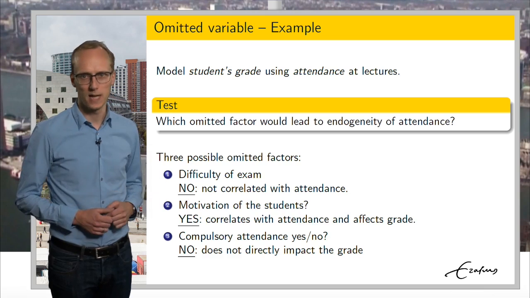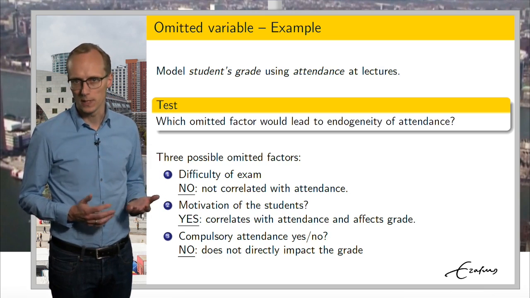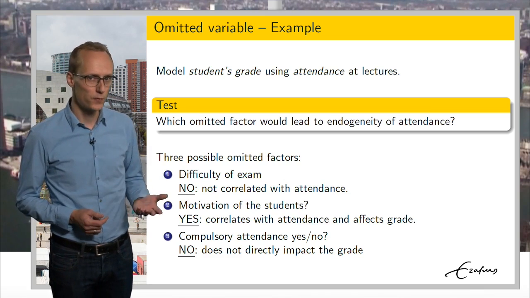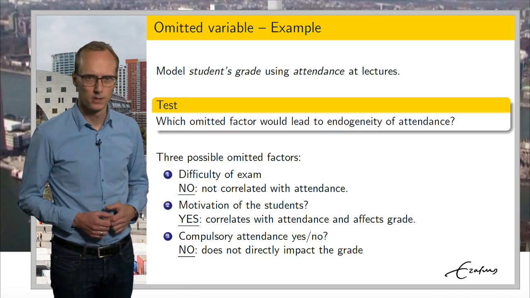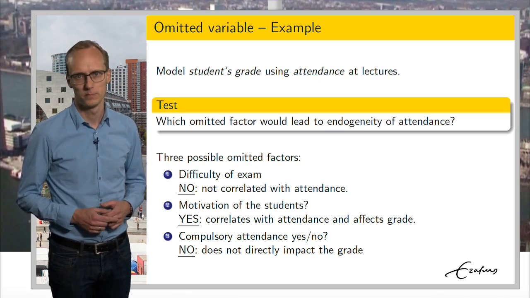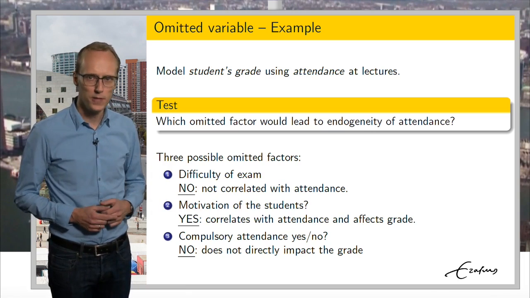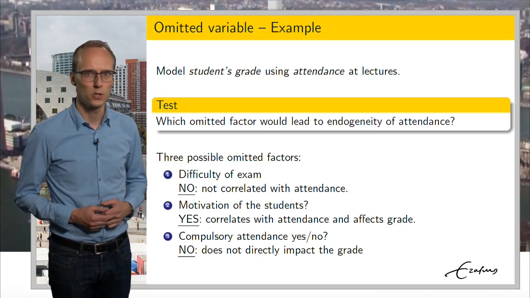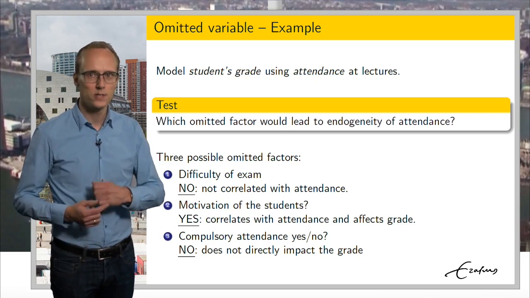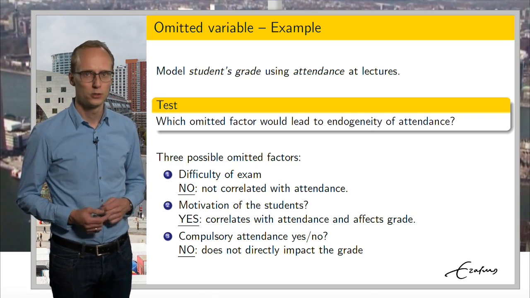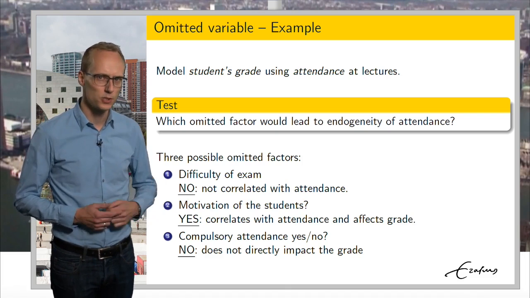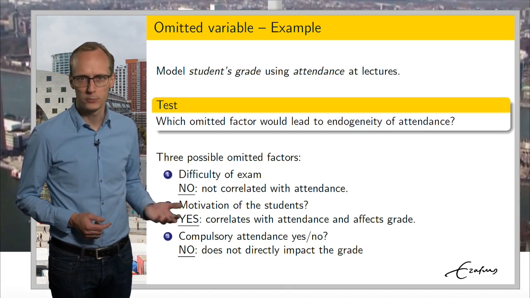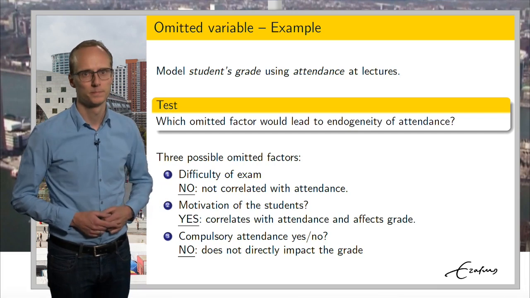The difficulty of the exam and the introduction of compulsory attendance will both not lead to endogeneity. The first variable cannot affect attendance, while the other does not affect the grade. The omission of the motivation of students does lead to endogeneity. Highly motivated students are likely to attend many lectures and obtain high grades. So, a regression of grades on attendance will not show the true impact of attendance. It will partly capture the unobserved motivation as well.